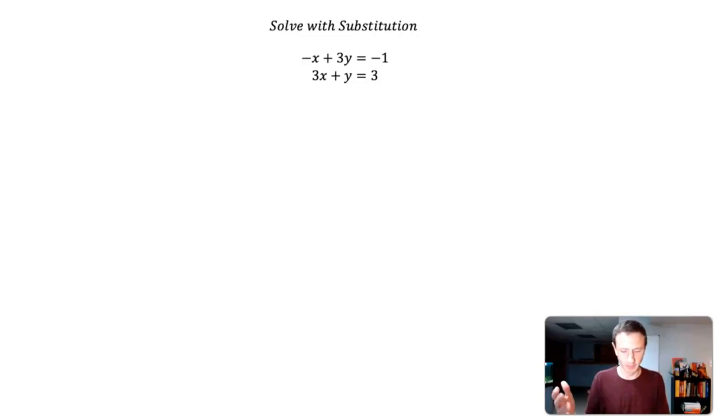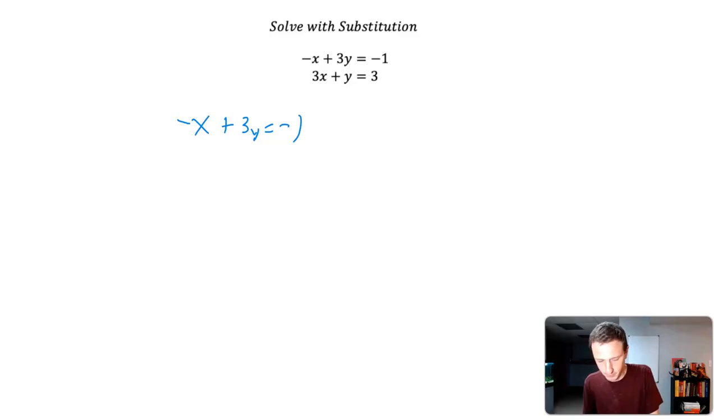But we do want to be able to look at a system and understand what the best method to use is. And in this case, substitution isn't crazy, so I'm going to go ahead and use it. So here's how I like to use substitution. First off, I like to write the equations side by side when I'm solving using substitution. So I'm just going to write these down. And there's a reason, which I'll show you at the end.